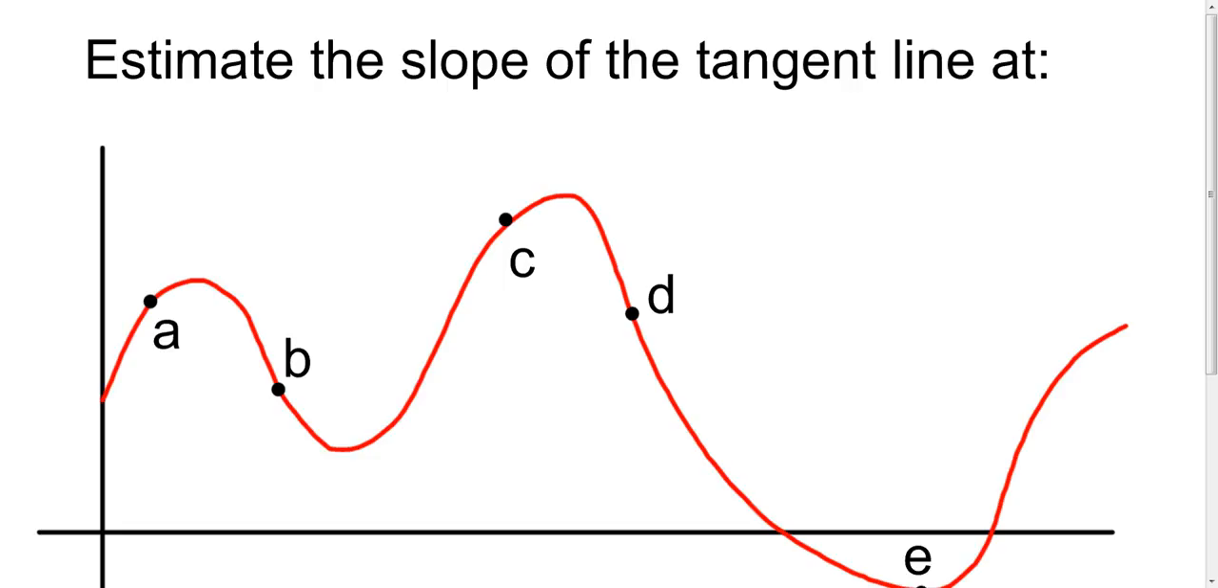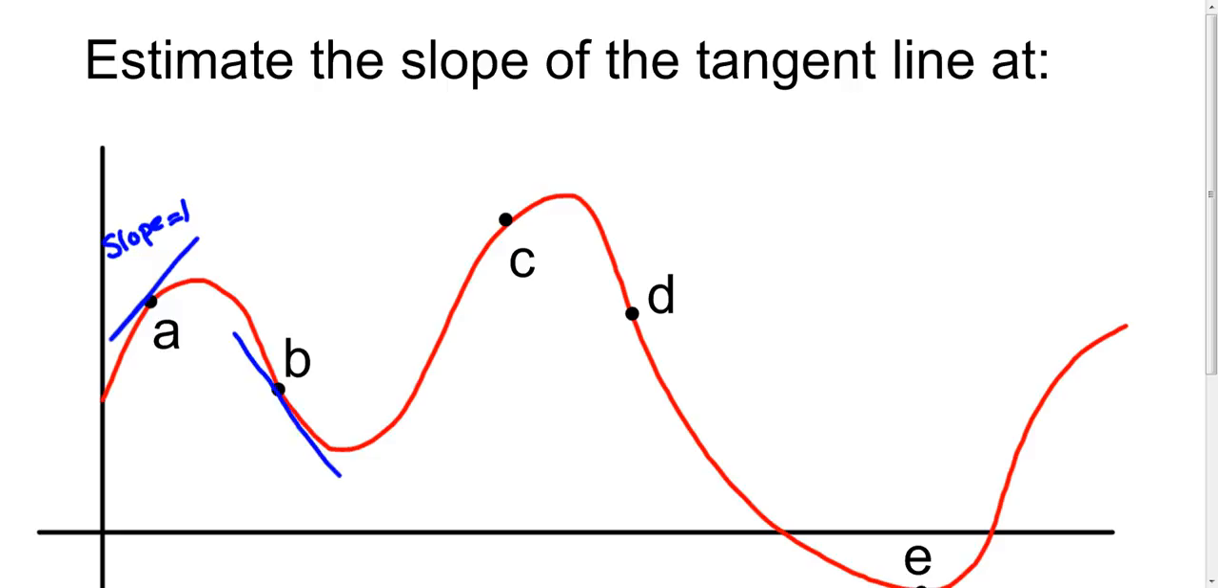I want you to estimate the slopes at some certain points along this graph, the slopes of tangent lines. If I were to graph this tangent line right here, it's really hard to tell because I don't have a scale, but obviously it's a positive slope. I don't have a grid, so it's kind of hard, but I'm going to estimate that my slope is about 1. Here, if I draw my tangent line, it would look something like that.